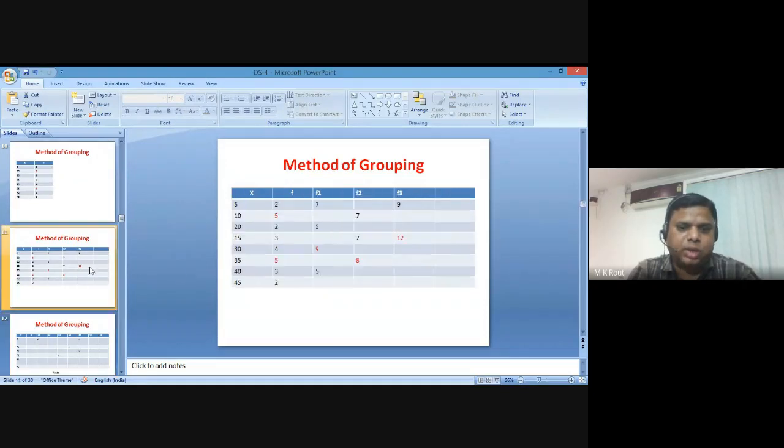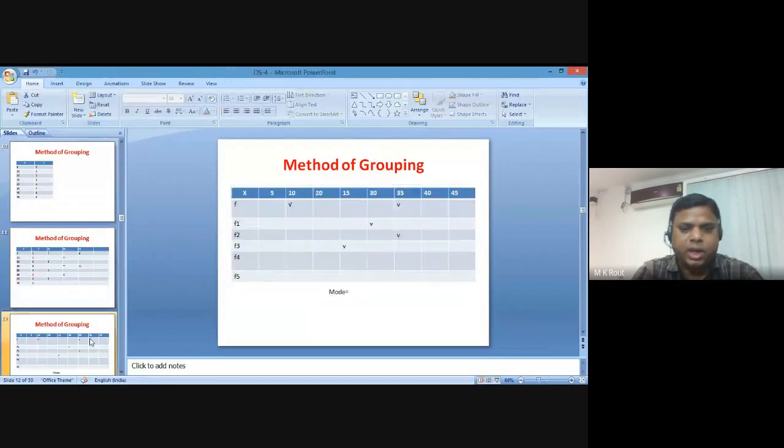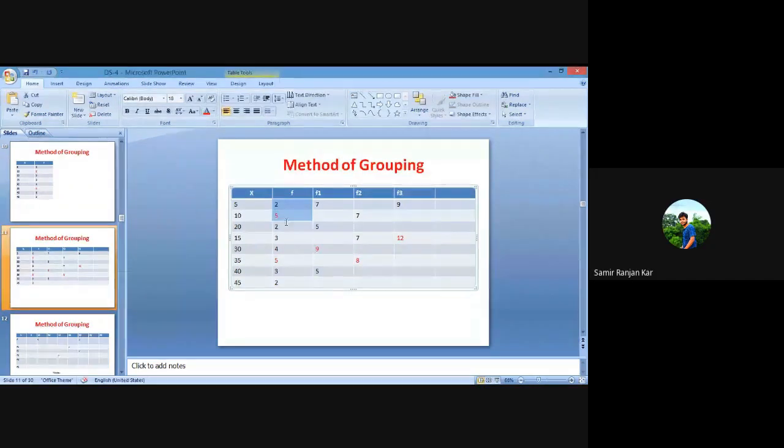Then moving to the next one, I just group the alternative: 5 plus 2, that is 7, 3 plus 4, that is 7, 5 plus 3, that is 8. In this case, we got the highest value 8, and 8 refers to 35. That's why I mentioned 35 here. Clear? Then moving to the next one, grouping by these three.